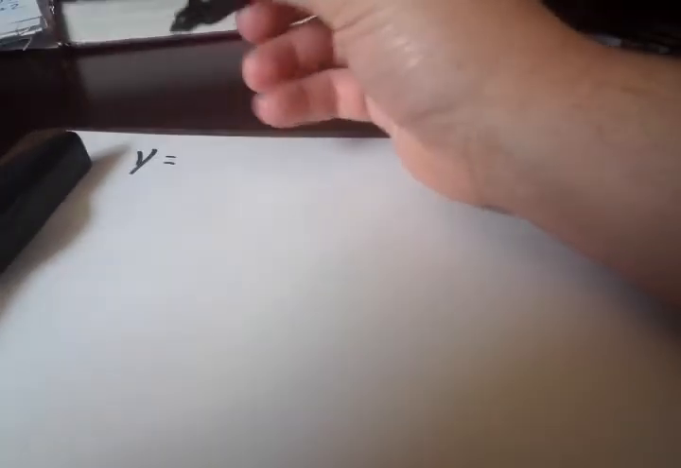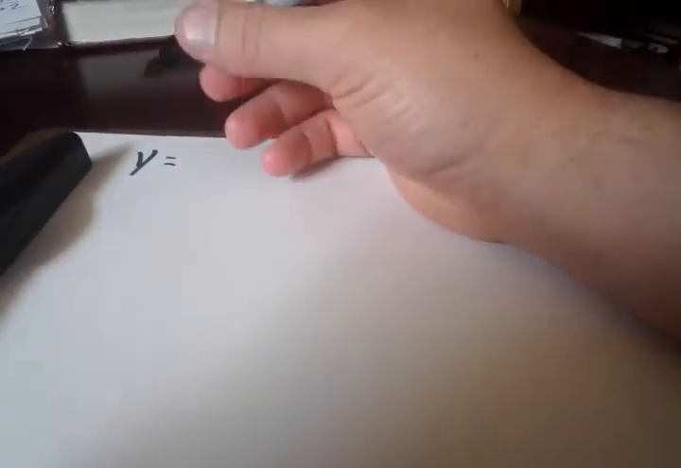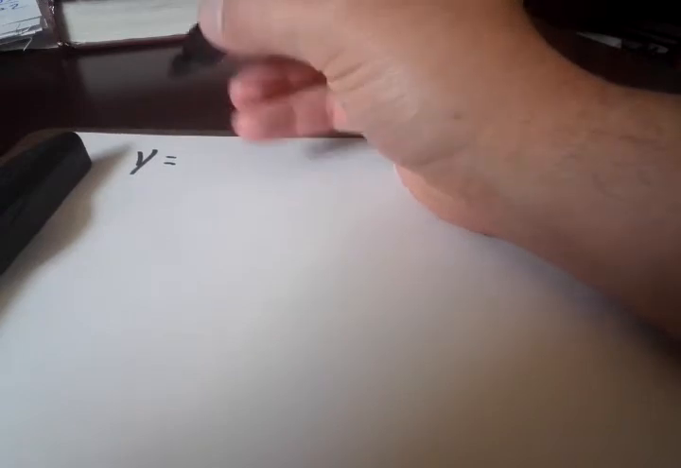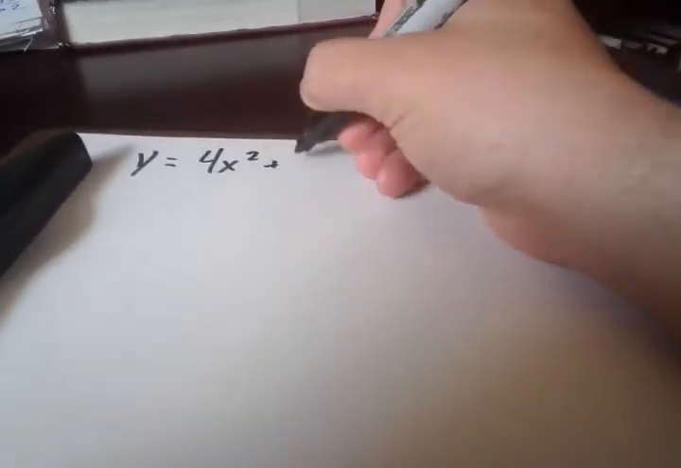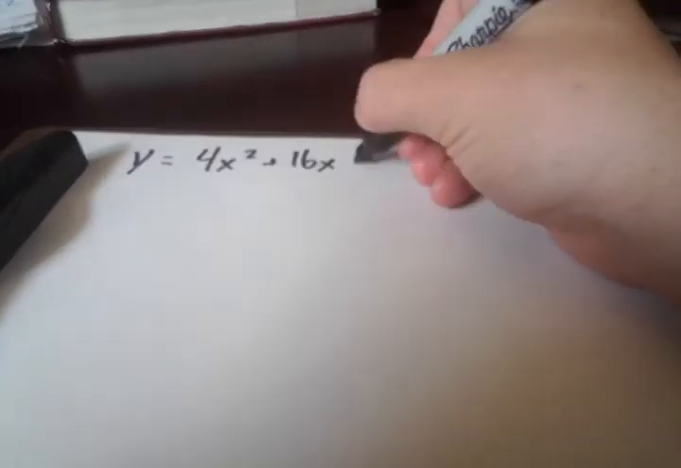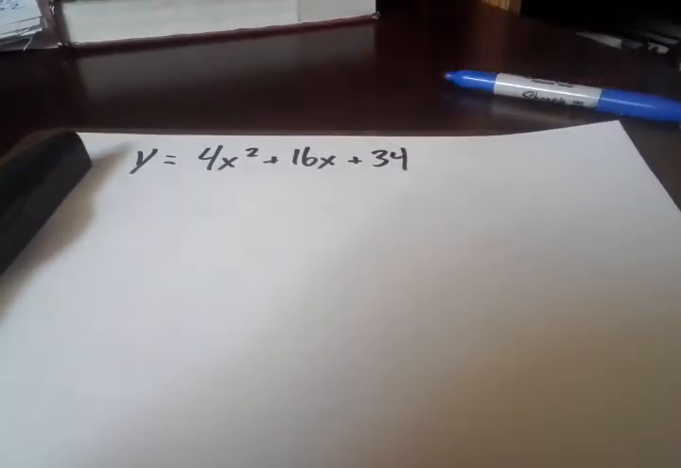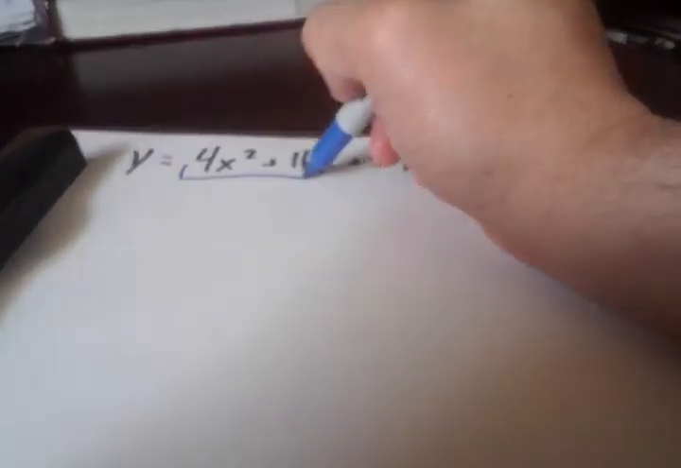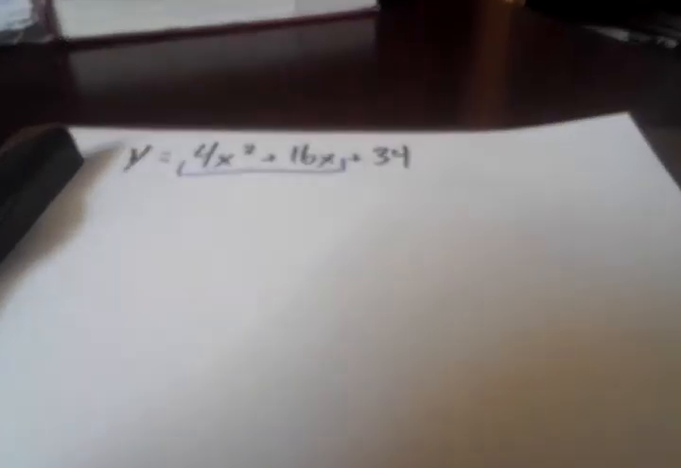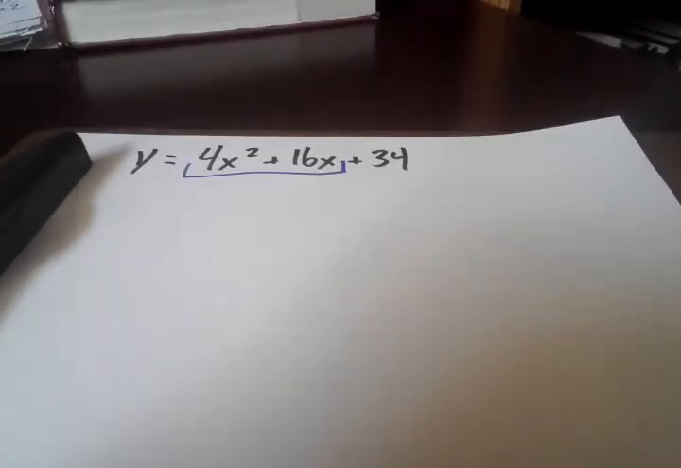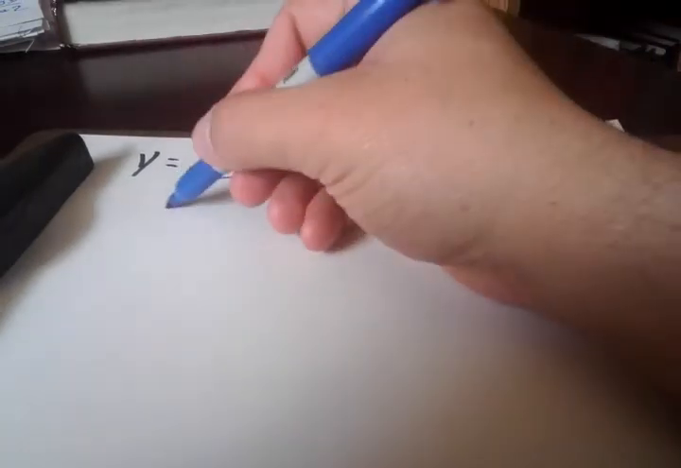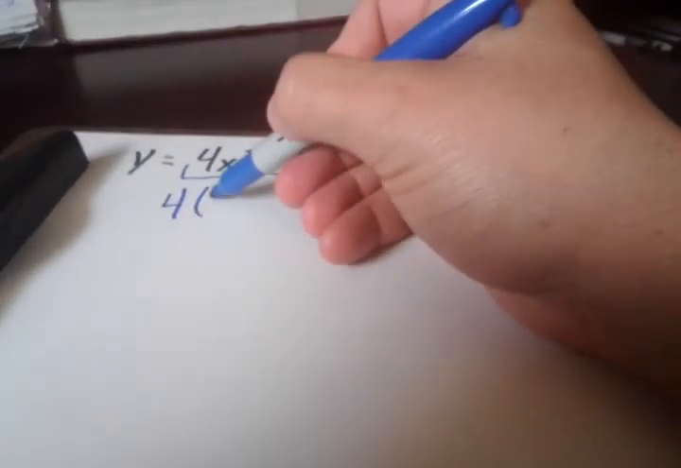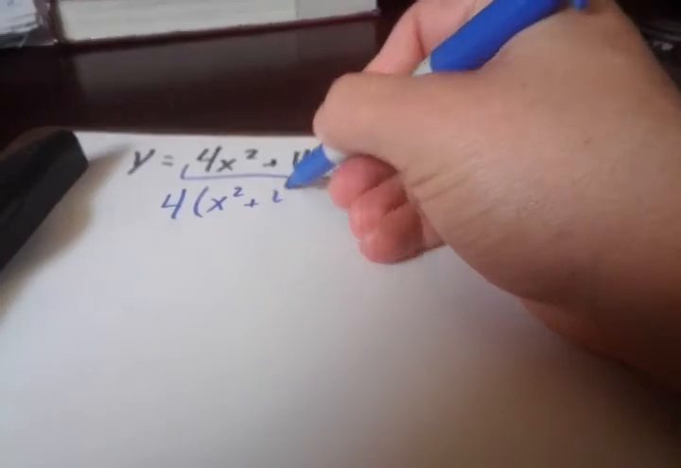So I want to look at guided practice 1, which is down there at the bottom, just below where we were at on page 600. This is y equals 4x squared plus 16x plus 34. Again, we're going to turn this standard form into vertex form. And we'll start by looking at the first two terms, and let's look for a greatest common factor. Well, I think it's 4, right? We can take out a 4, which leaves us with x squared plus 4x.